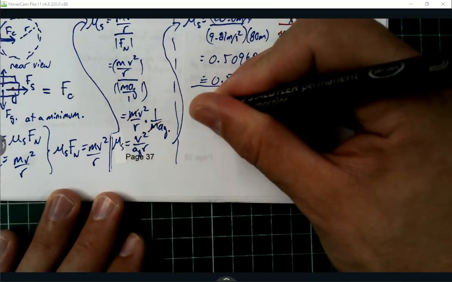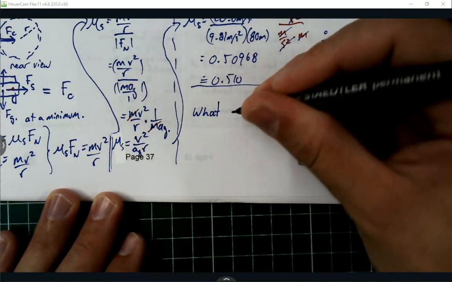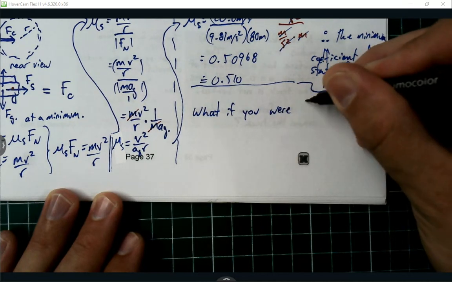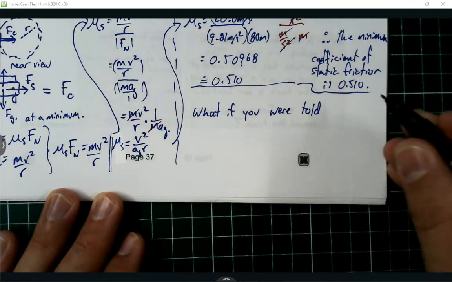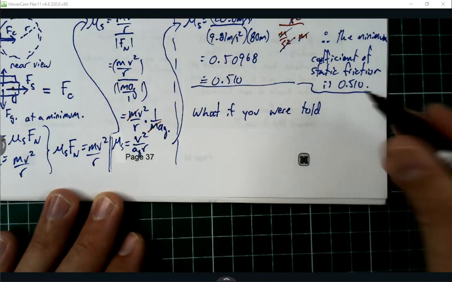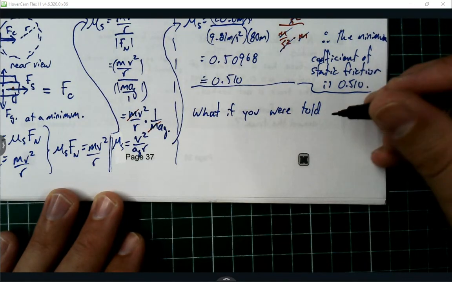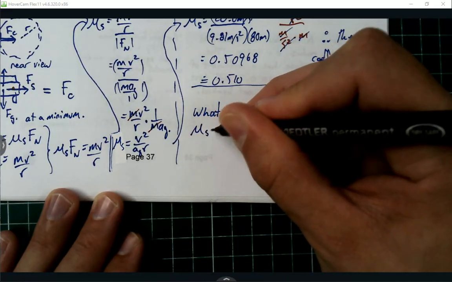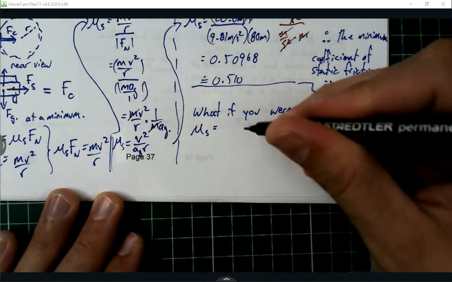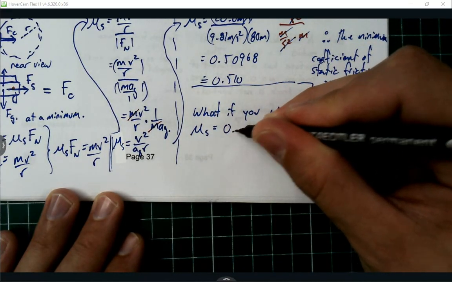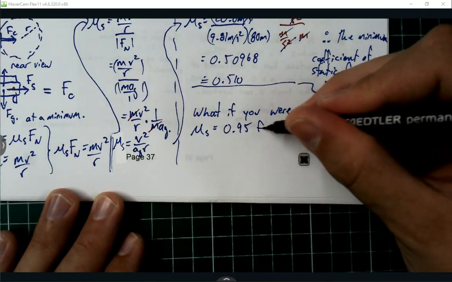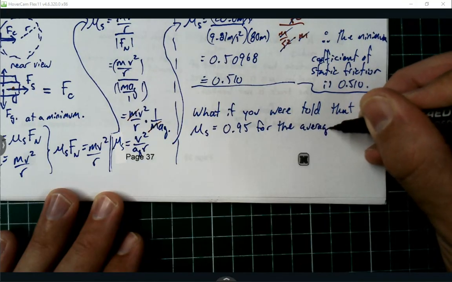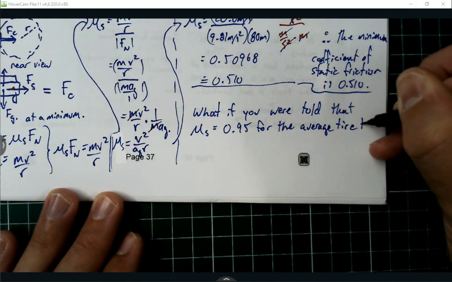Now, in a what if, you were told that it wasn't the minimum value, 0.5. What if we were told that mu s equals, I don't know, 0.95 for the average tire to road contact.